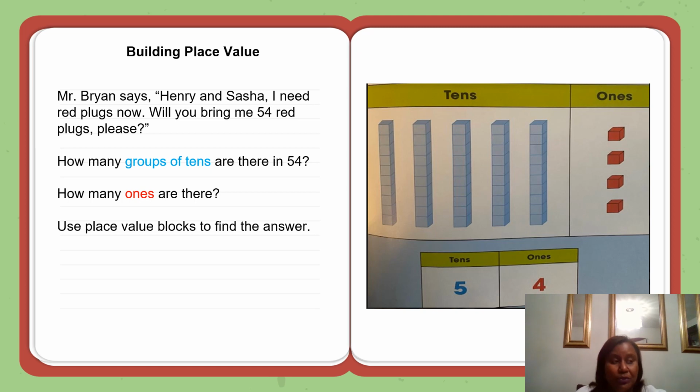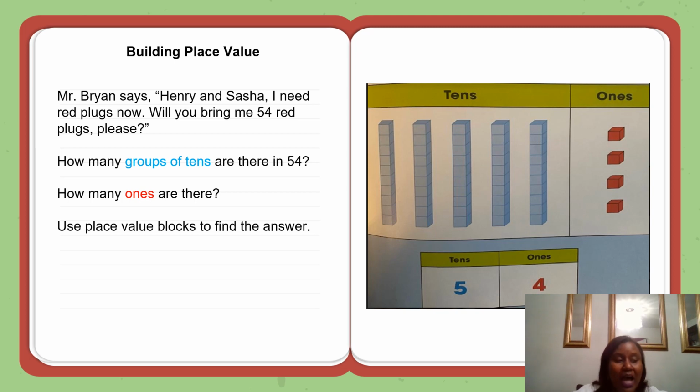Building place value. Mr. Bryant says, Henry and Sasha, I need red plugs now. Will you bring me 54 red plugs, please? How many groups of tens are there in 54? I hope you said 5 tens. How many ones are there? I hope you said 4 ones.